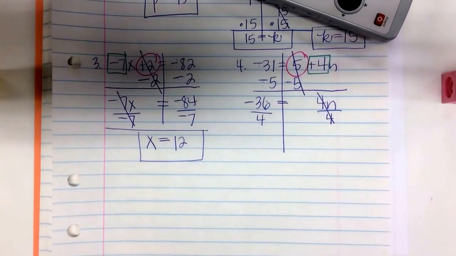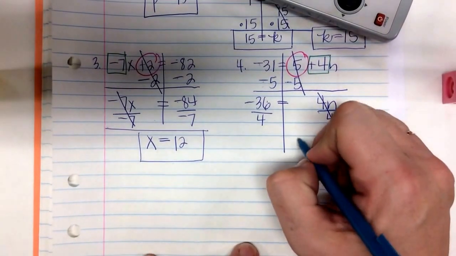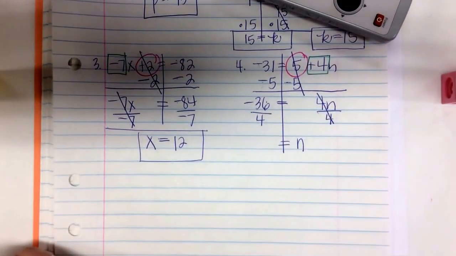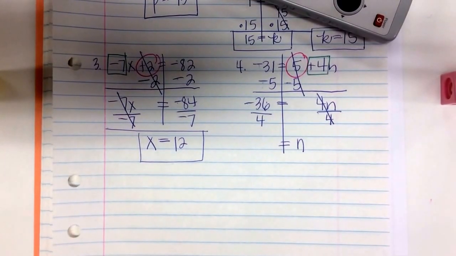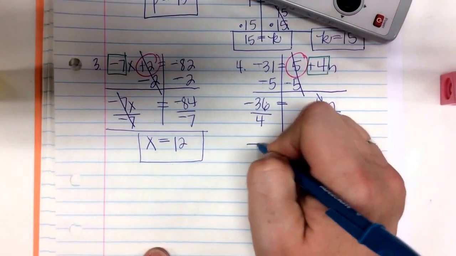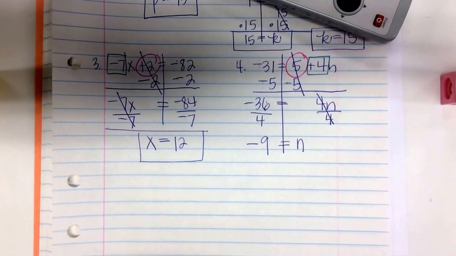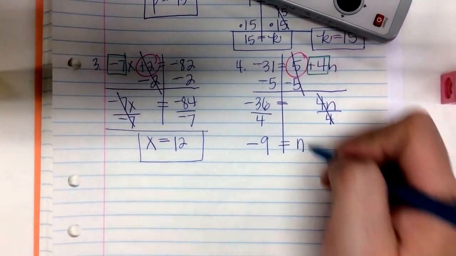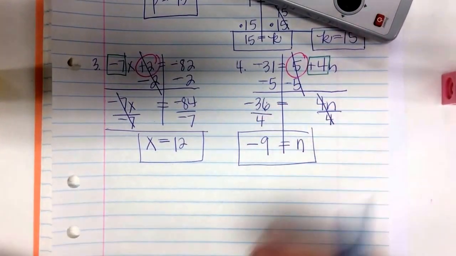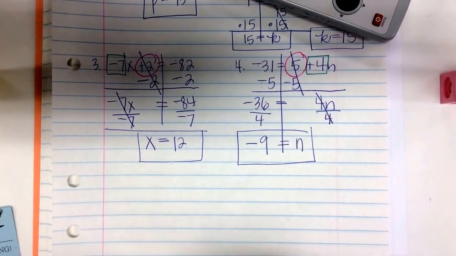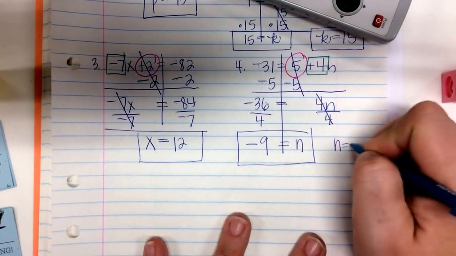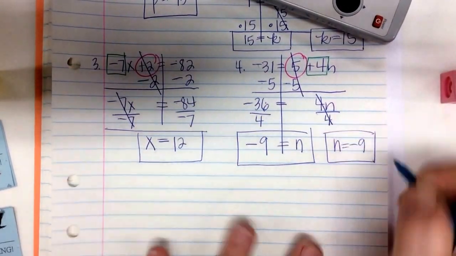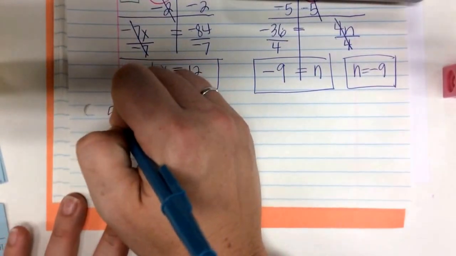The 4's cancel out because they're inverses, and I'm left with n equals -9. That's a pretty good answer, Safi. What could you do to make it a little bit better? Perfect. Excellent. Let's try one more.